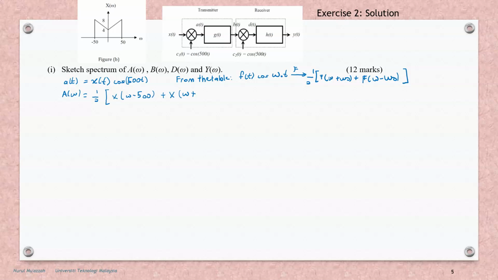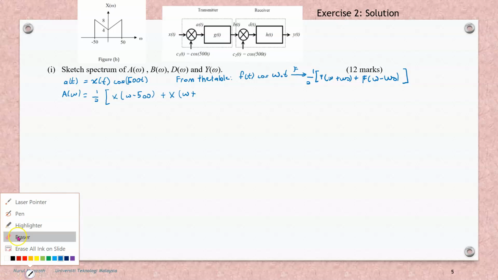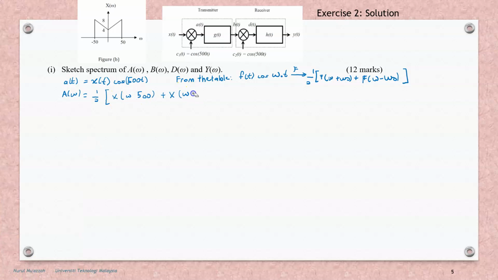Okay, so either minus first or plus first is okay. Maybe I follow the table here, so I put plus first, and then minus 500. Remember that you need to show how you obtain the result, how you obtain your answer. You cannot just show the answer without showing the steps, otherwise it will be wrong because it doesn't look convincing how you obtained the answer.